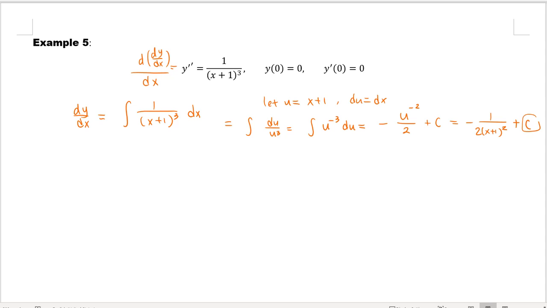We can figure out c by plugging in the initial condition y prime of 0 equals 0. When we plug in x equals 0, we get 0 equals minus 1 half plus c, so c is 1 half. So dy dx is minus 1 over 2 times x plus 1 squared, plus 1 half. Then we continue and integrate one more time.